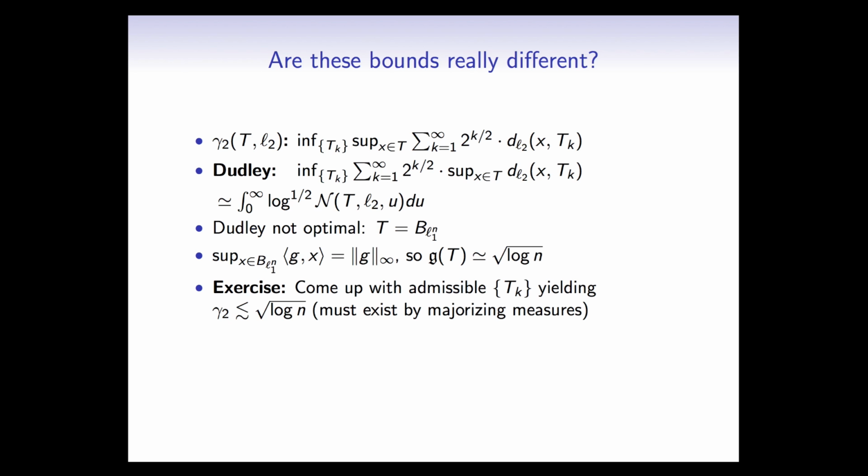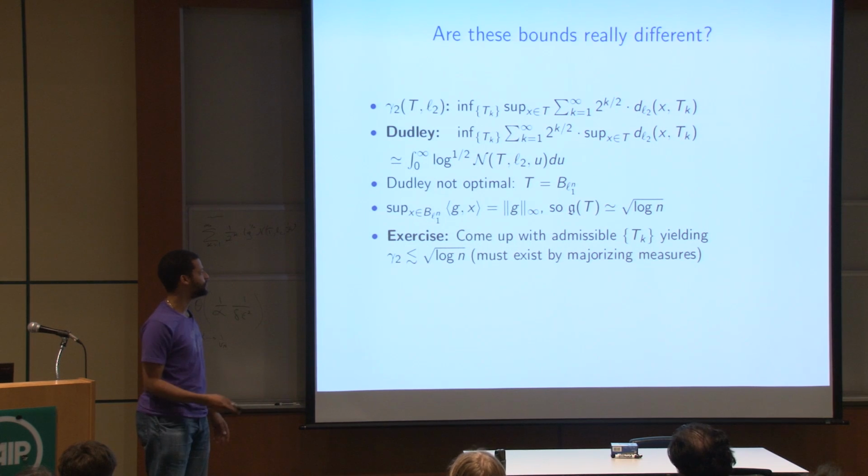Okay? So we know by Talagrand's theorem that since g of t is the same as gamma 2 up to a constant, there must be a sequence of nets, or a sequence of these t_k's, that gives you root log n. And as a homework exercise, you can try and find them. Okay? You can do it.